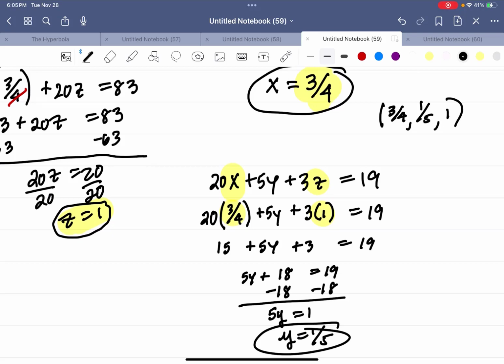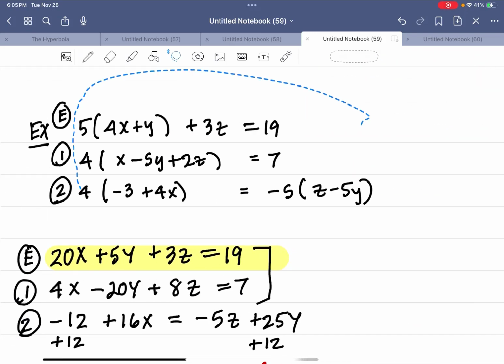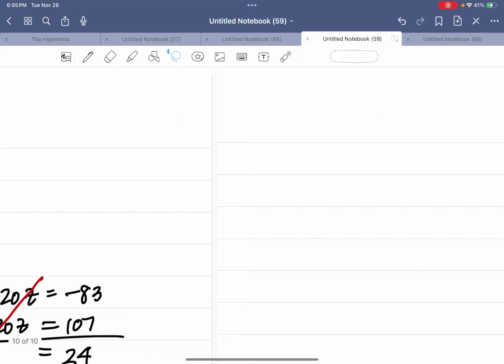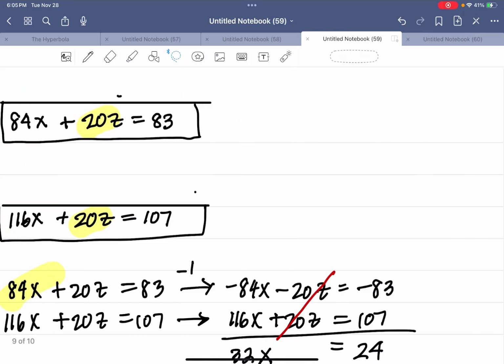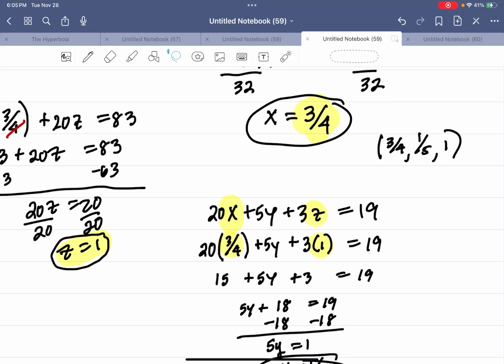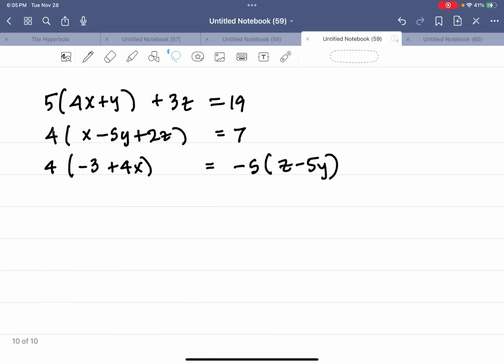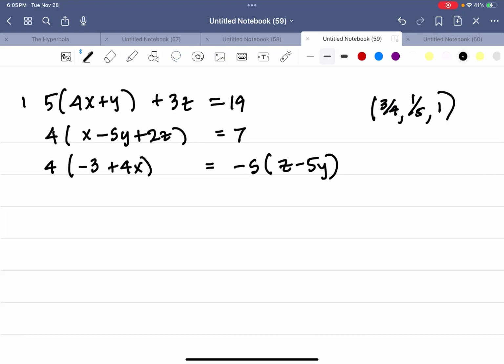Now I want to check this in all three of the original equations, okay? Because this is kind of a weird looking answer, and you want to make sure that you check your answers, especially on tests, to make sure that they're correct. So I'm going to take the original, and I'm going to take my ordered triple, and I'm going to check it in all three. And if it doesn't balance out in all three, then I know I have a problem. So we called this one E, this one 1, this one 2. I'm just going to keep calling them that.